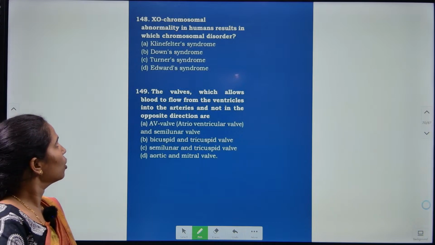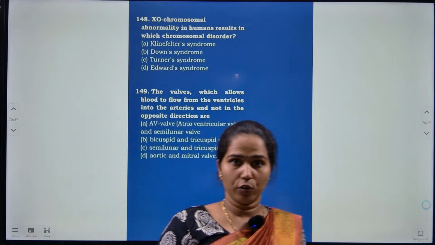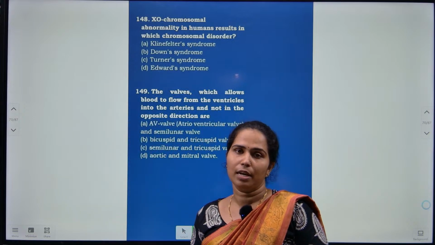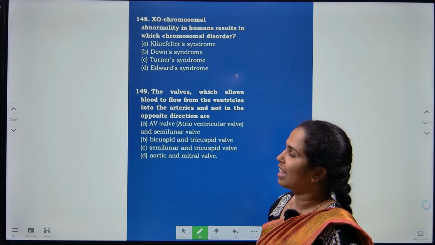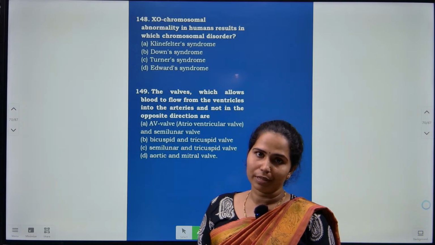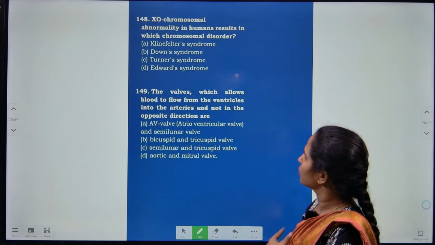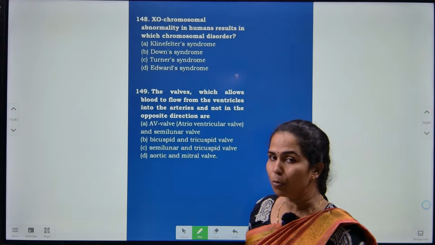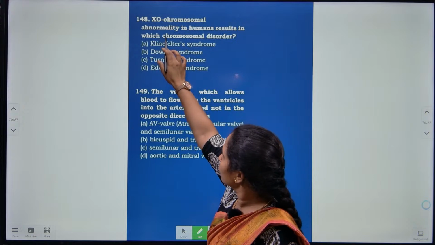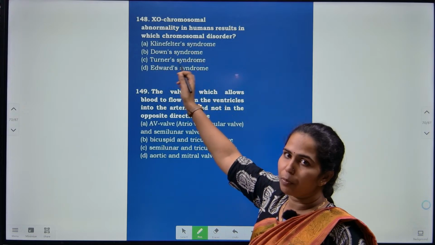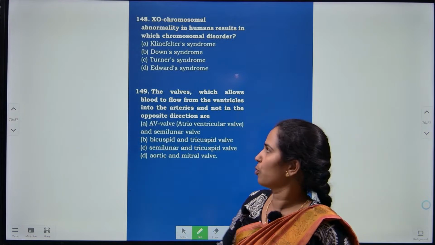Next, X0 chromosomal abnormality in humans. This is a question which arises from the chapter called Principle of Inheritance. Here it is a chromosomal abnormality, that is addition or deletion of chromosomes. Whether it is an allosomal or autosomal chromosomal abnormality, as it is X0 here, the chromosomal abnormality will be allosomal, which means it is related to the sex chromosomes here.